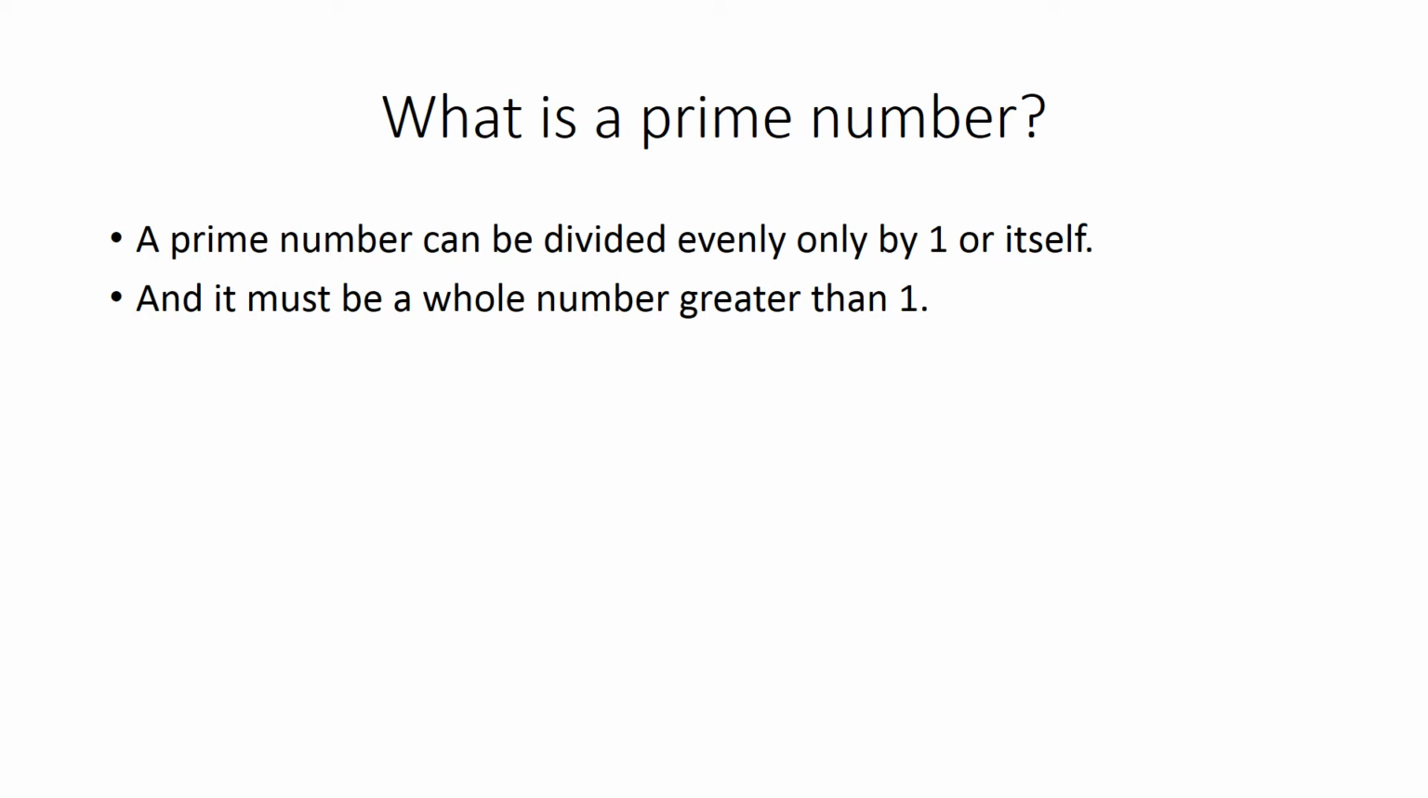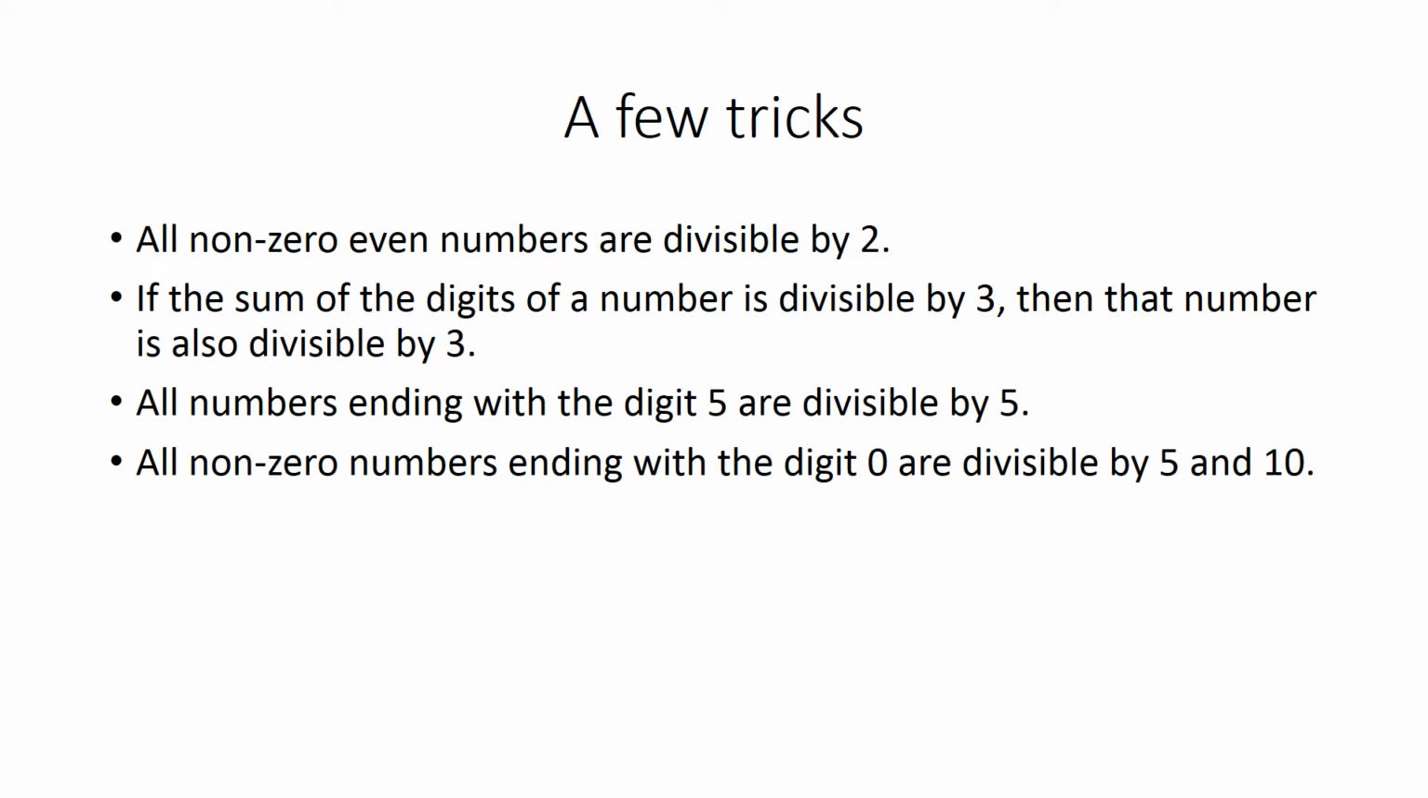What is a prime number? A prime number can be divided evenly only by 1 or itself, and it must be a whole number greater than 1. A few tricks for you.